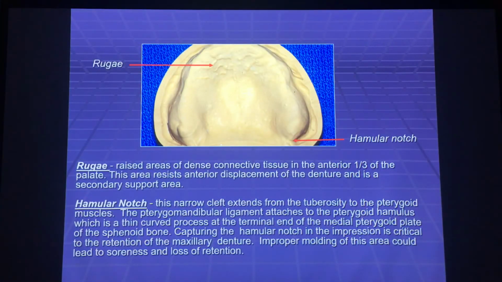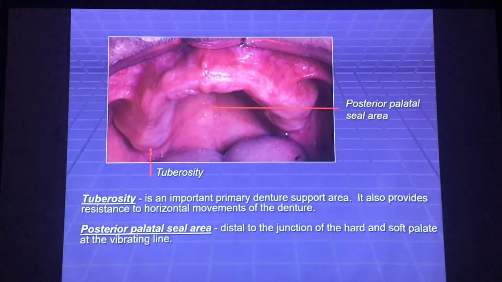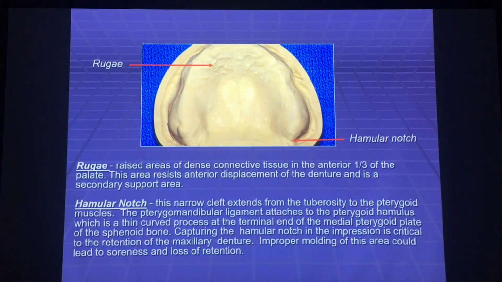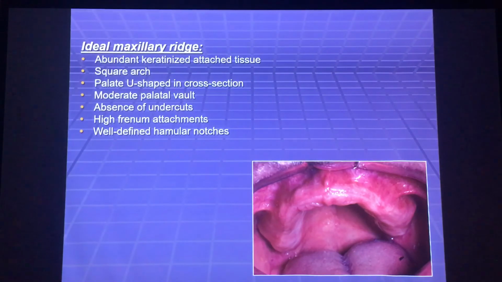Posterior palatal seal, I think I saw in the previous slide, and the tuberosity. Hamular notch, ruga. The ruga is like a second area of support for the upper denture. And the hamular notch, we will not extend our denture onto the hamular notch whatsoever.